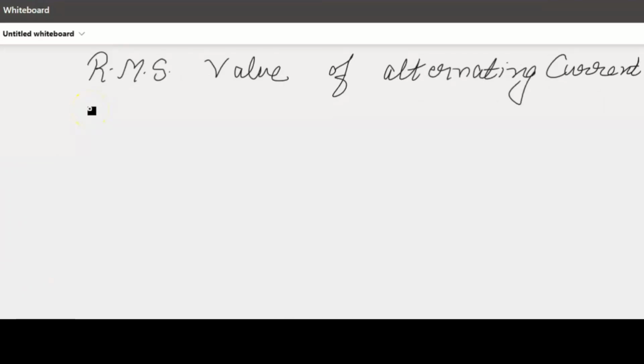So the next topic is the root mean square, which is also known as the RMS value of an alternating current. It is denoted with the symbol I_RMS. This is known as the root mean square, or another name is the effective current, which is denoted by the symbol I. So now we are going to derive this.